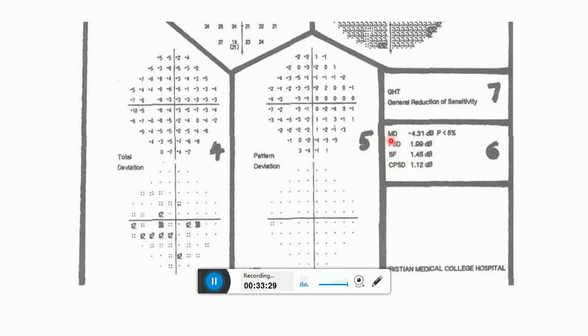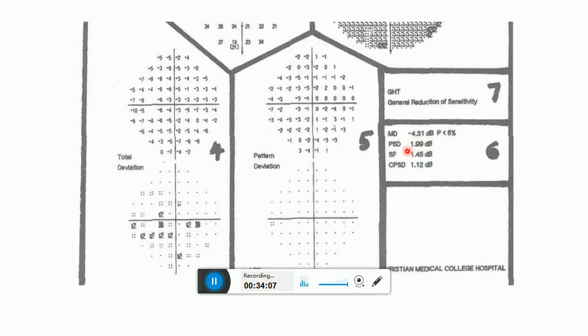The mean deviation is the average of all the values of the total deviation numerical plot. It usually has a negative value. Generalized field defects or advanced glaucoma will have a higher absolute mean deviation index. Localized field defects are, however, masked and have a low mean deviation index. A positive mean deviation index should be evaluated with caution, as that would mean a higher than normal retinal sensitivity. False positives should be assessed in these cases.